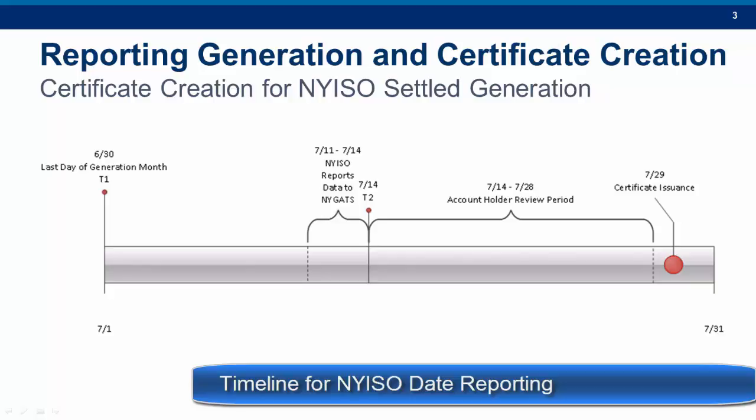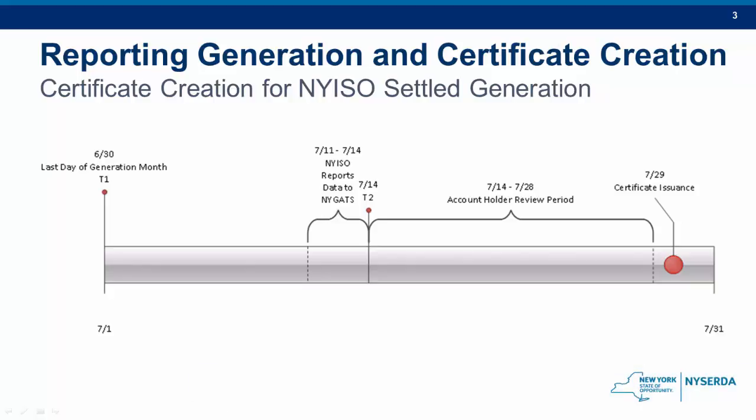Timeline for NYISO data reporting. Generation data from NYISO generators will be automatically reported to NYGATS by NYISO. NYISO data will be reported to NYGATS between 11 and 14 days after the last day of the generation month.